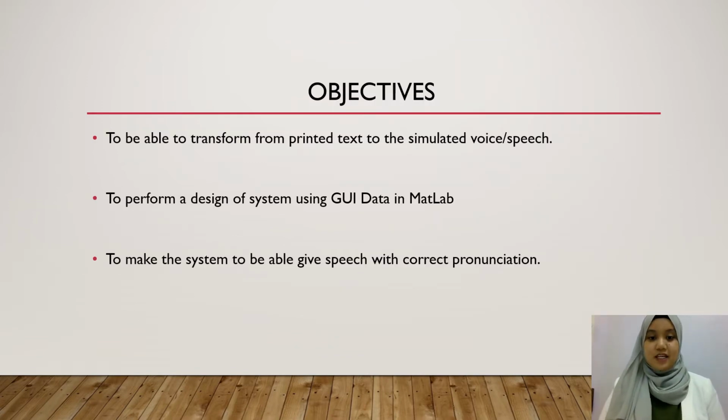Okay, these are the main objectives for this project. First is to be able to transform printed text to simulated voice or speech. Besides that, this project is done to design a system using GUI data in MATLAB to keep all the data transferred. Last but not least, the goal for this project is to make the system able to give speech with correct pronunciation.